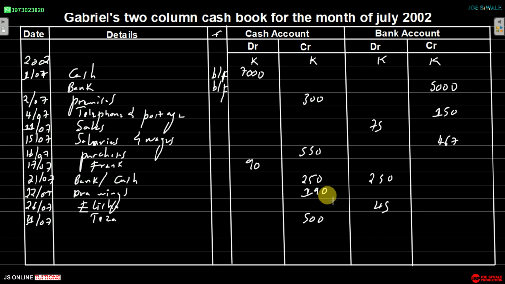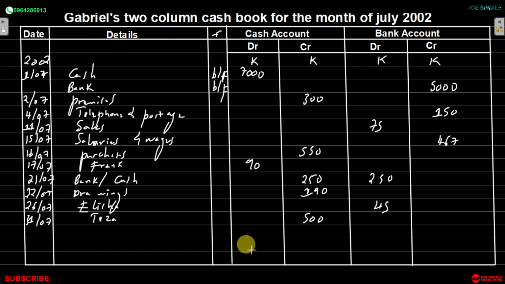The next thing that we're going to do is to add the debit side and the credit side of the cash account, and we're going to record on the totals the larger amount. So we're going to add 7,000 plus 90 on the debit side, and we are getting 7,090. Then on the credit side, we're going to add 300 plus 550 plus 250 plus 190, then plus 500. The answer that we are getting is 1,790. So we can see that 7,090 is greater than 1,790. So we're going to record 7,090 on both the debit side and the credit side. That's going to be our total.